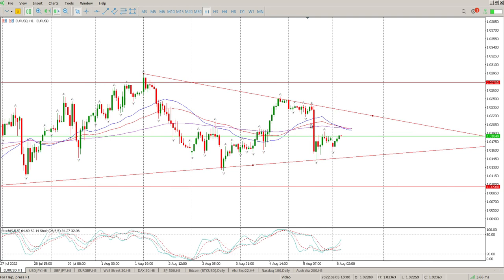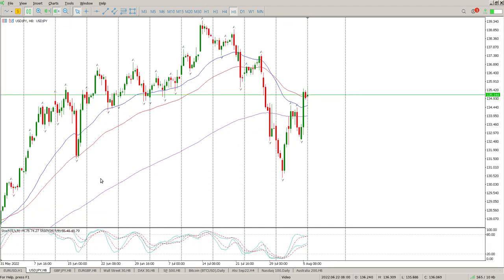So this was the noise that came out at non-farm payrolls. You can see big drop and then basically sideways. So the big question is whether we are going to break through this triangle to the upside or break through to the downside. For me, I am sitting quietly and waiting.